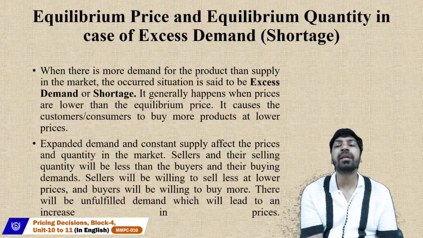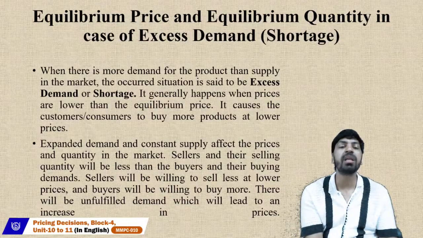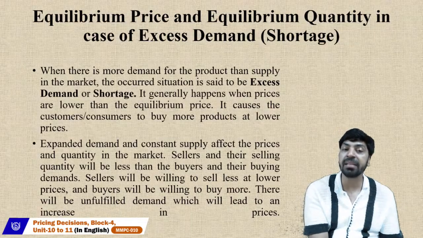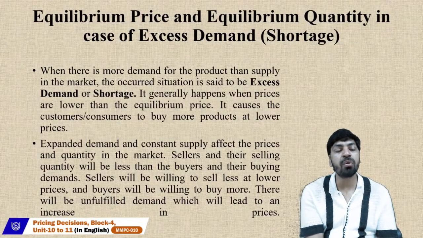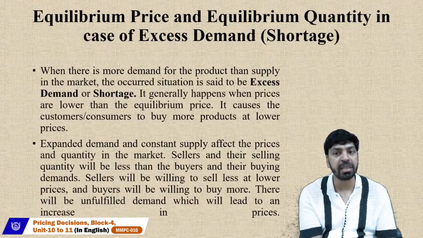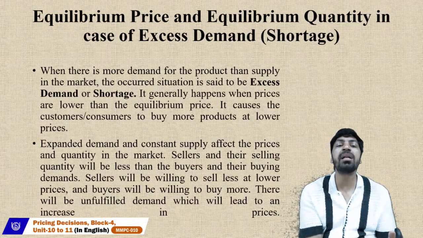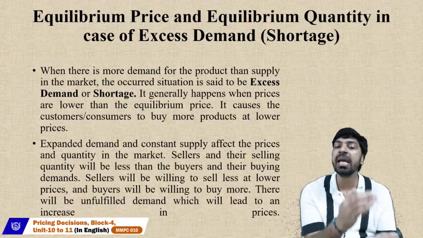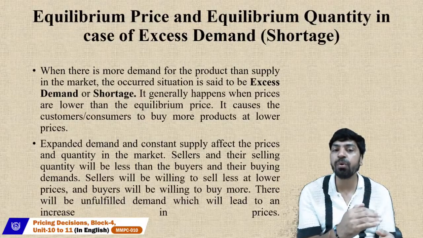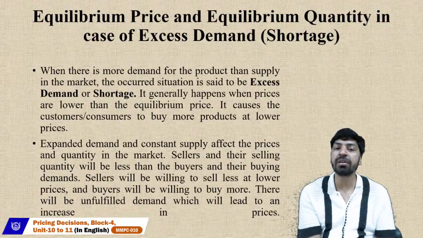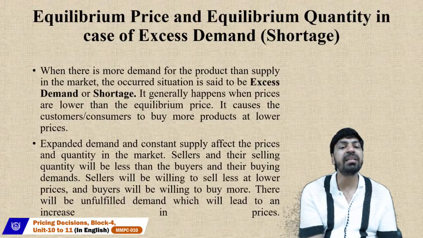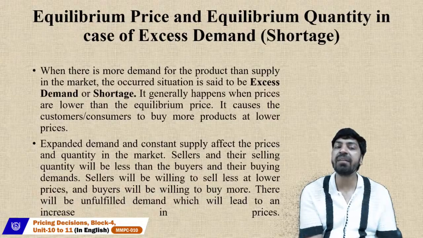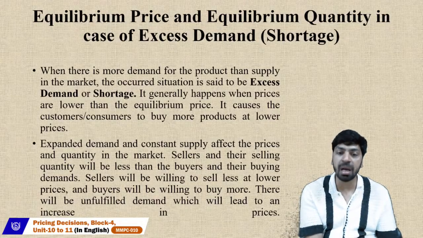Equilibrium price and equilibrium quantity in case of excess demand, that is shortage. When there is more demand for a product than the supply in the market, there is a situation called excess demand or shortage. It only happens when the prices are lower than the equilibrium price. So if the equilibrium price is 6 and the prices go down to 5 and 4, it becomes an excess demand and shortage situation. Expected demand and constant supply definitely affect the prices and the quantity in the market.